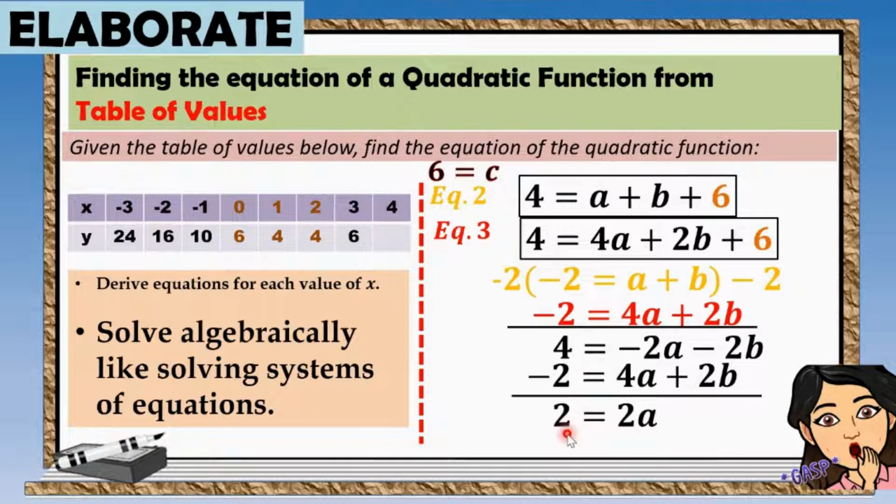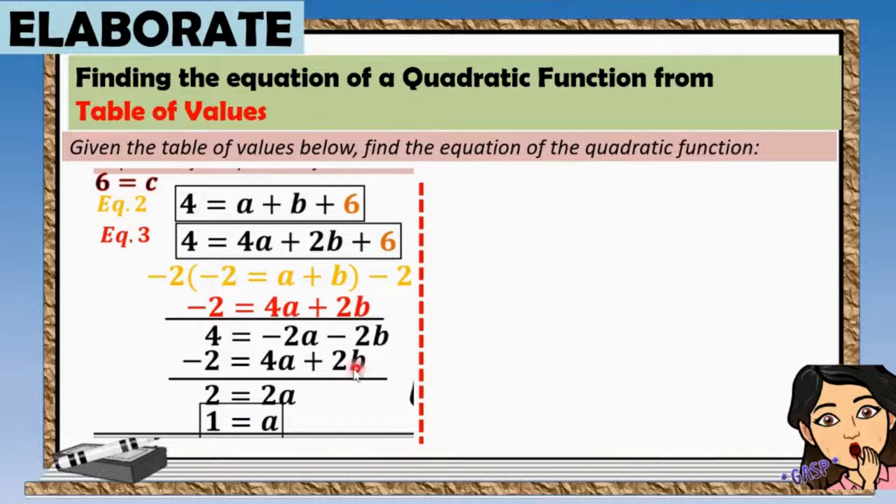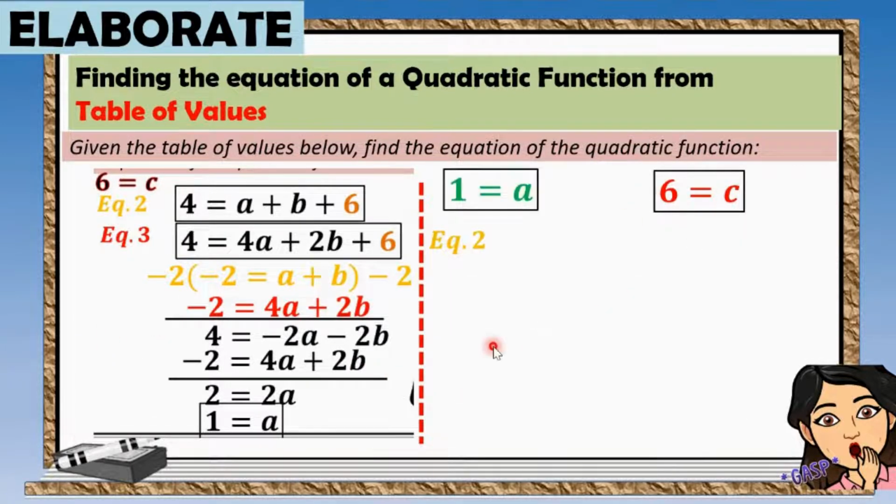So, simplify na natin to. 4 minus 2 is 2. Negative 2a plus 4a is 2a. Then, divide both sides by 2. A is equal to 1. So, meron na tayong A and C. A is equal to 1.